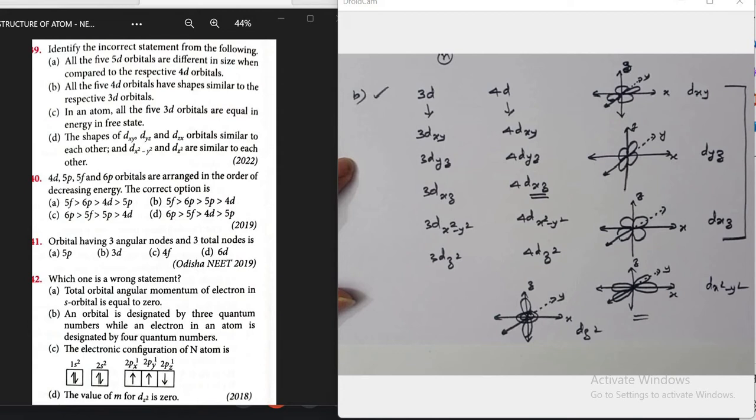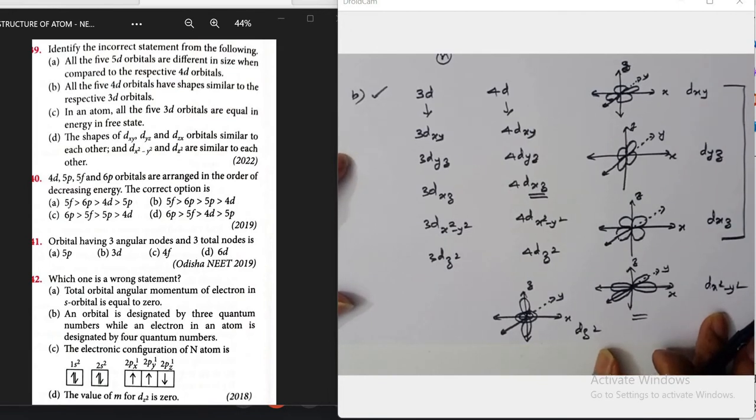In an atom, all the 5 3d orbitals are equal in energy in free state. Yes, that's correct. In free state, okay, just note on this one. I'll go to the next page.